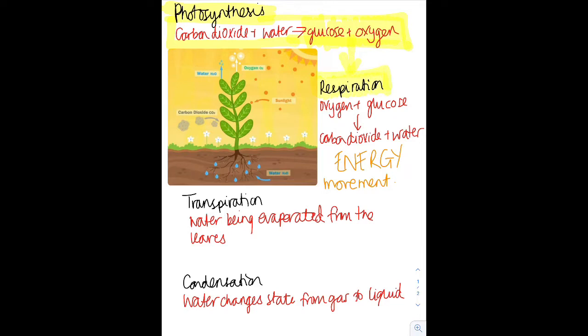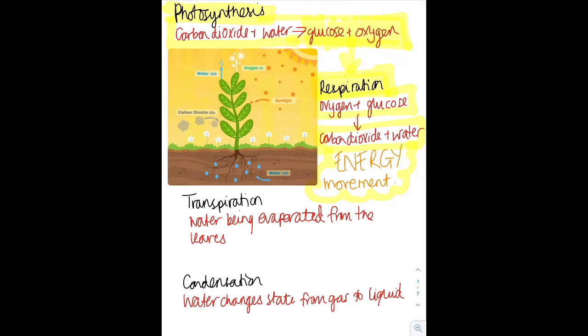We respire, plants and animals both respire, and we use this glucose and this oxygen, and when we break it down we make carbon dioxide and water. Now this process is really helpful because it releases loads of energy, and plants need energy to move. Anything that is living will need to move to respond to its surroundings. The plant needs to move towards the sunlight. It can only do that with energy. So it must take part in respiration.